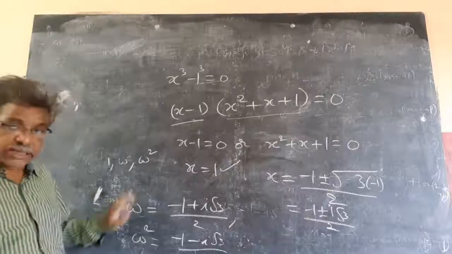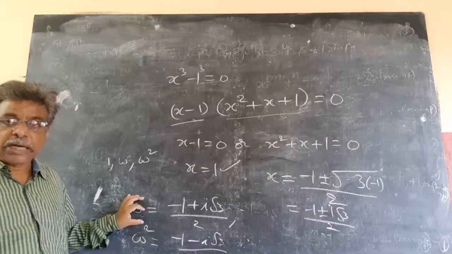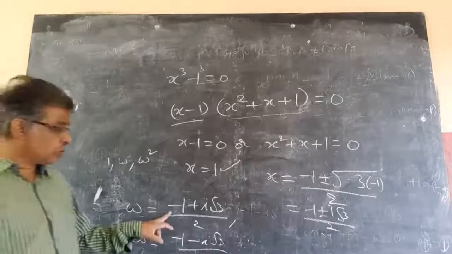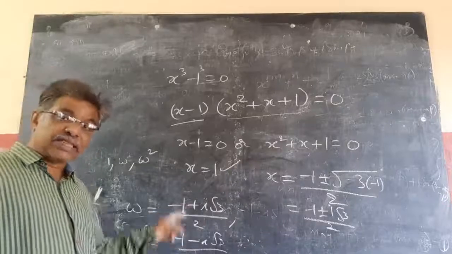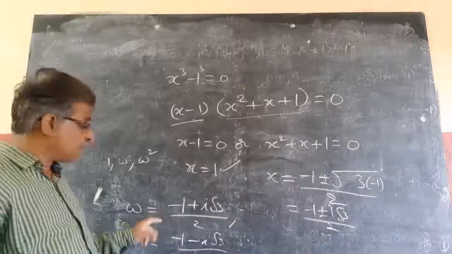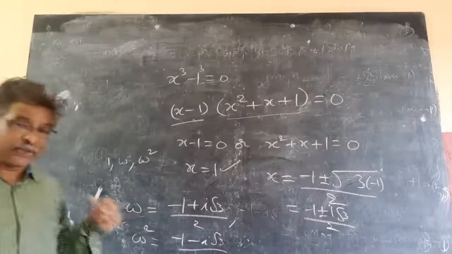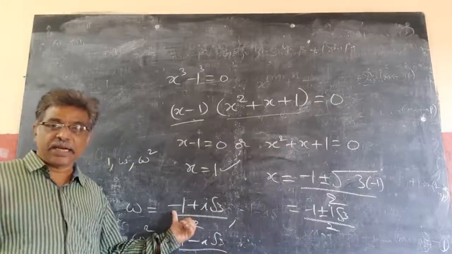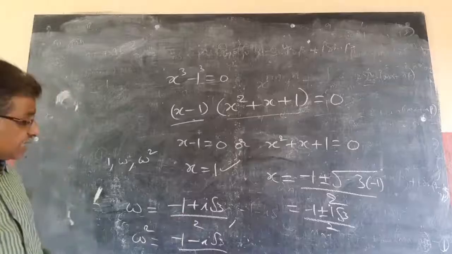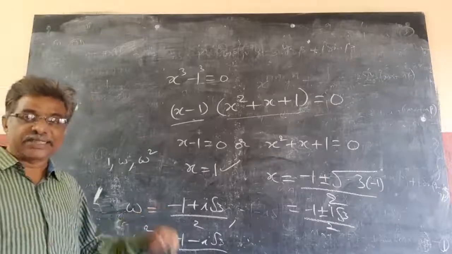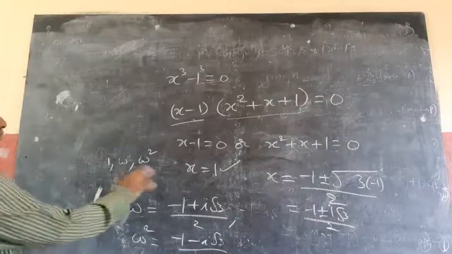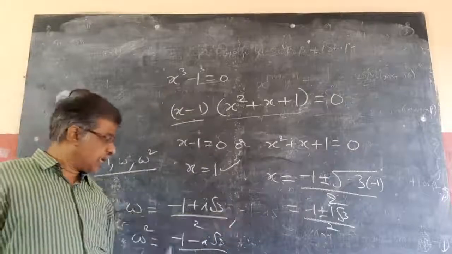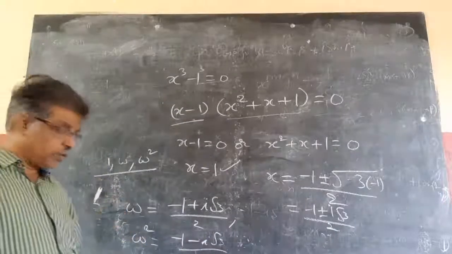So I am taking this as omega, so this should be omega square, because it is the square of this. So you get both roots: one is the square of the other, and one is the conjugate of the other. The beauty of the cube roots of unity is this only. If you observe, the square of this is this, and the square of this is this, first point. And this is the conjugate of this, and this is the conjugate of this. 1, omega, omega square are called the cube roots of unity because we got 3 roots, 1, omega and omega square.